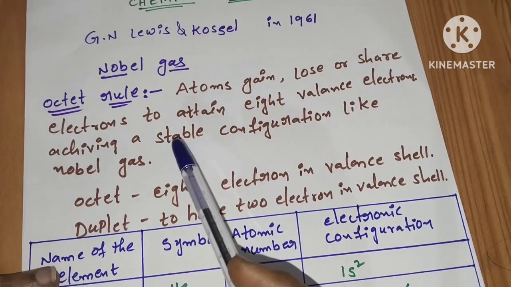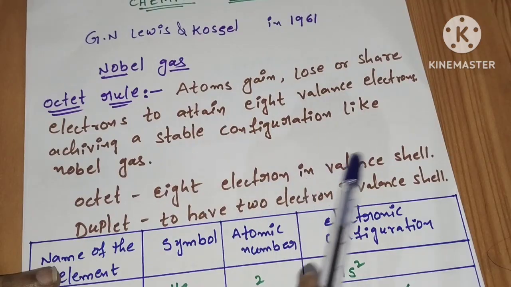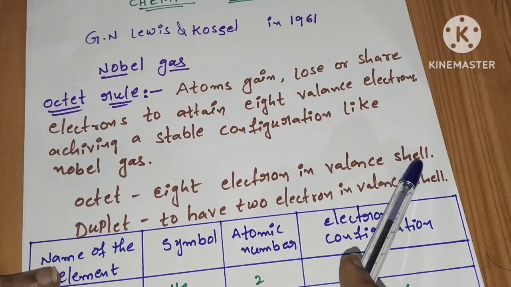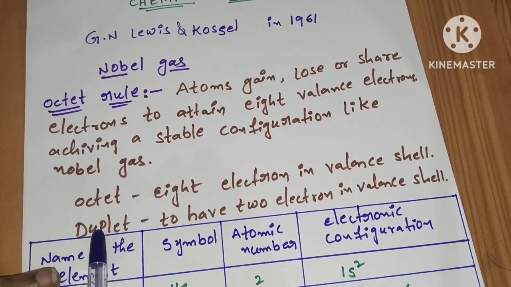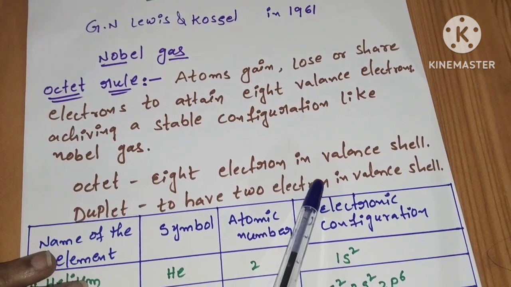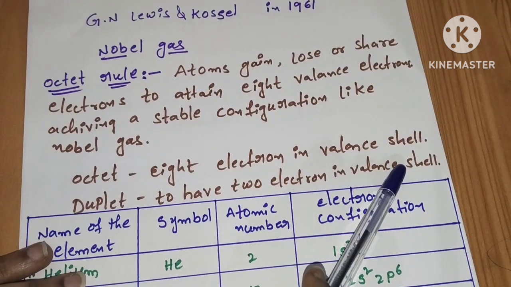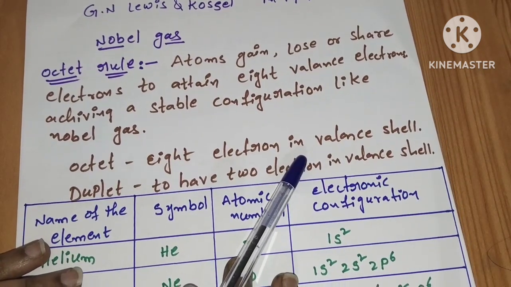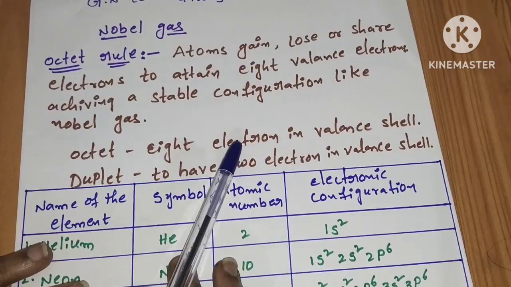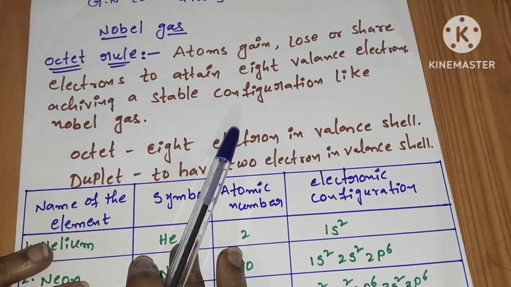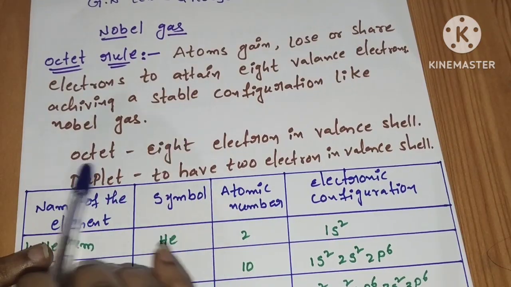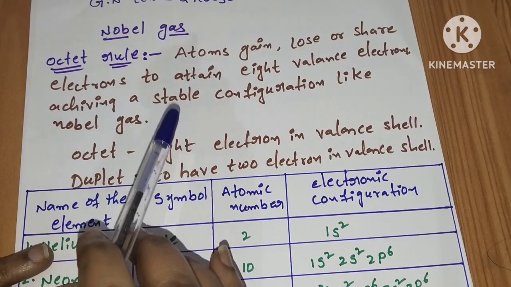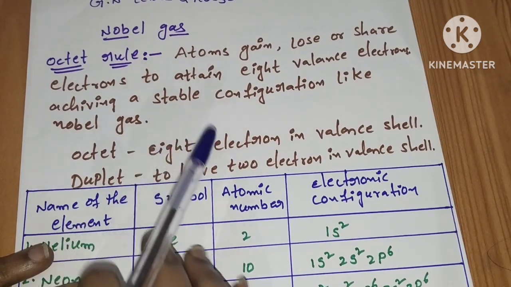It means to have 8 electrons in the valence shell, or in some cases they can attain a duplet, that is, to have 2 electrons in the valence shell. For example, it is applicable for hydrogen, helium, lithium, beryllium. Each and every other element wants to attain an octet, that is, to have 8 electrons in their valence shell.